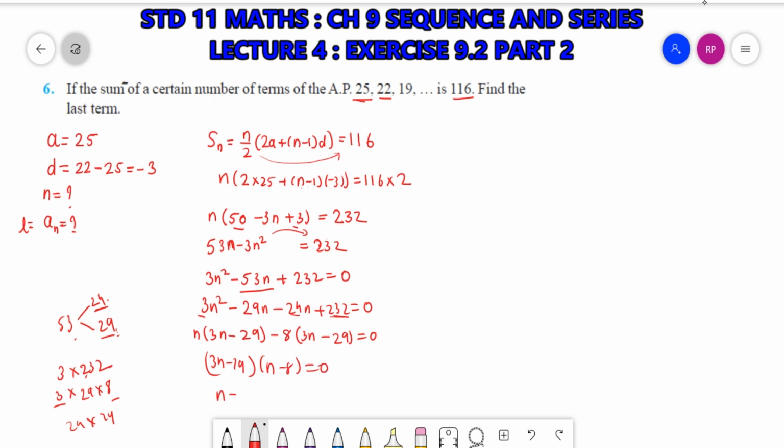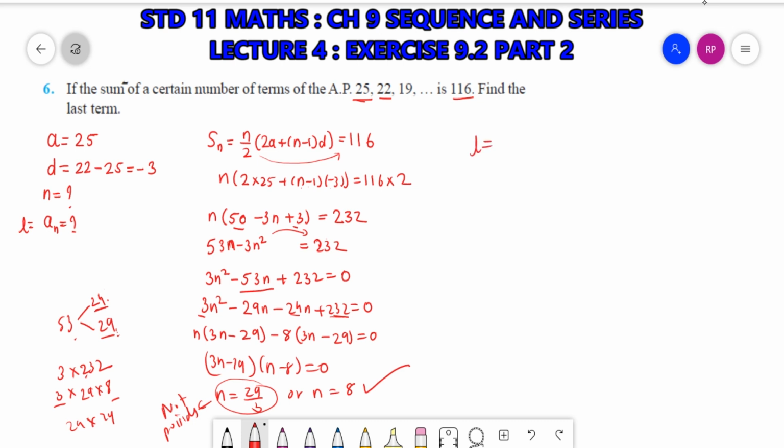So this shows n equal to 29 by 3 or n equal to 8. So 29 by 3 is not possible, because n can be only a natural number, right? Because first term, second term, third term, fourth term, so n is equal to 8. So we got the position of the last term, that is 8.